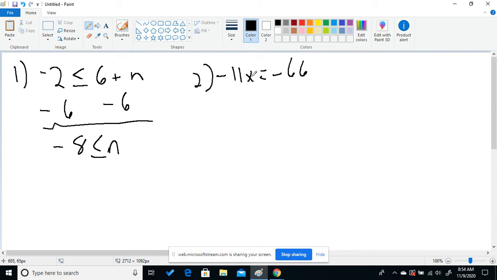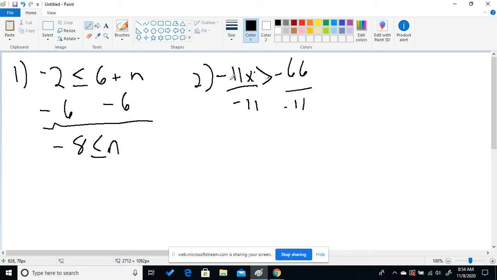Negative 11x is greater than, I don't know why I drew that, let me just erase that. Sorry about that. So negative 11x is greater than negative 66. To do this, we do the opposite of what's happening to x. Right now it's being multiplied by negative 11, so I need to divide by negative 11 on both sides.